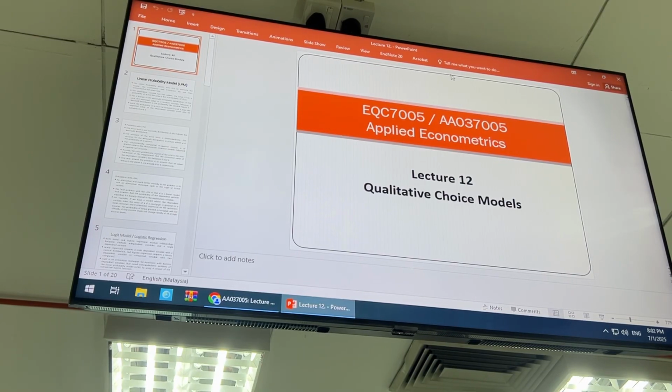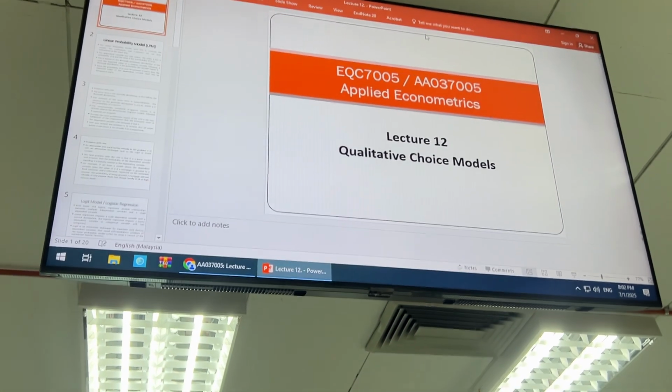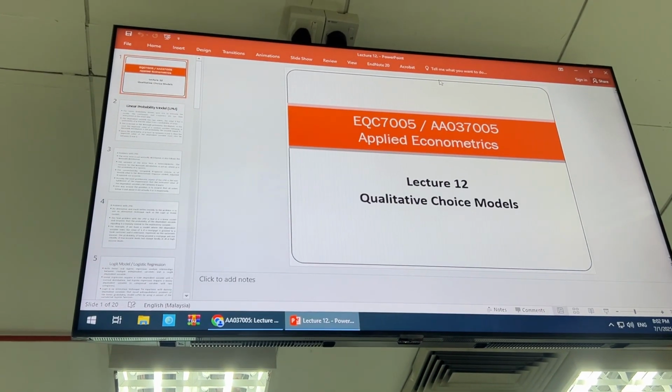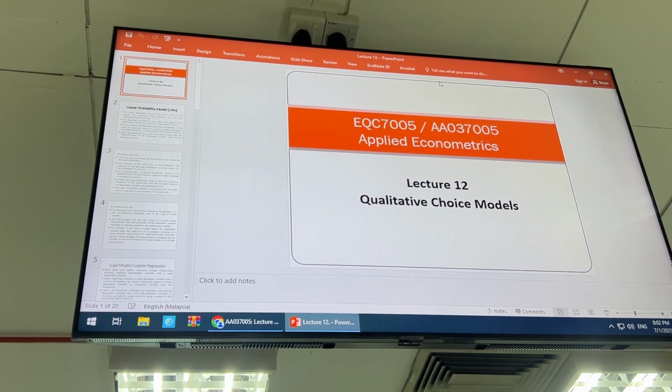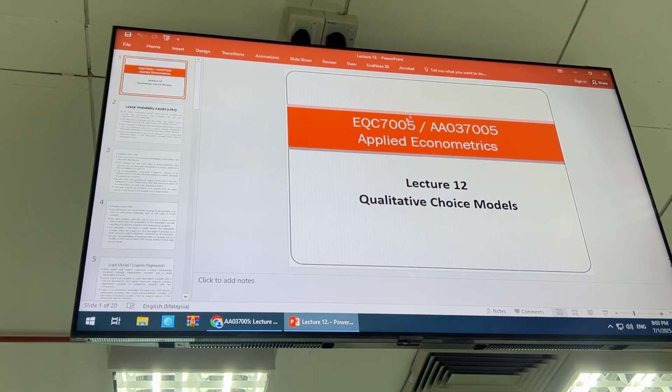Independent variable as a regressor, usually to explain the dependent variable. Now, what if your dependent variable has the same characteristic, meaning that your dependent variable is binary? It's just like a dummy variable, so it only consists of two values, either 0 or 1. So we're going to discuss what alternative model you can use.